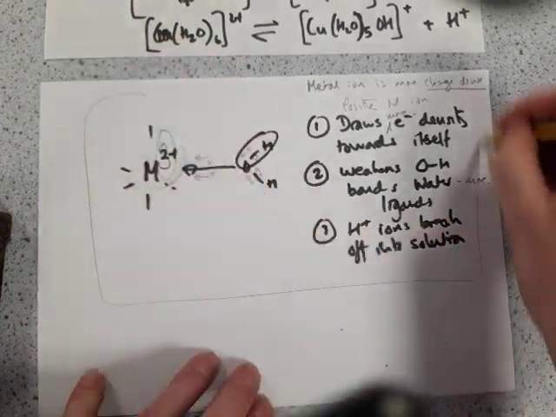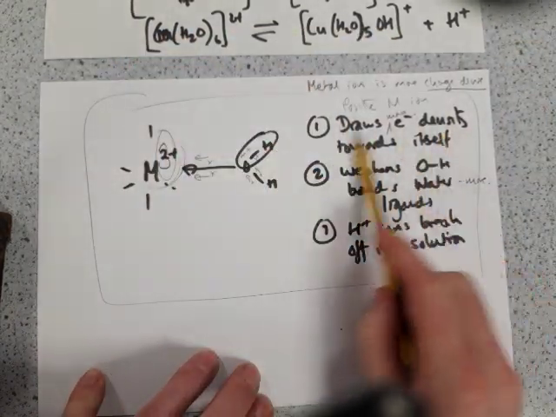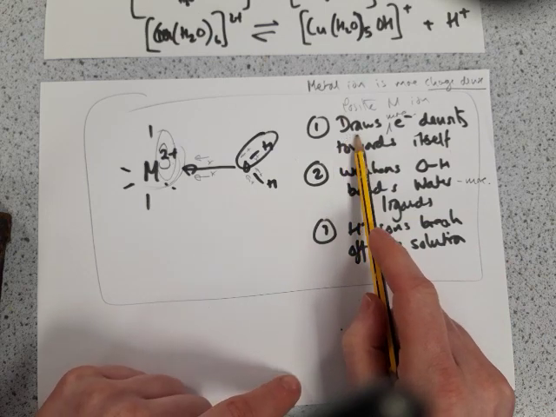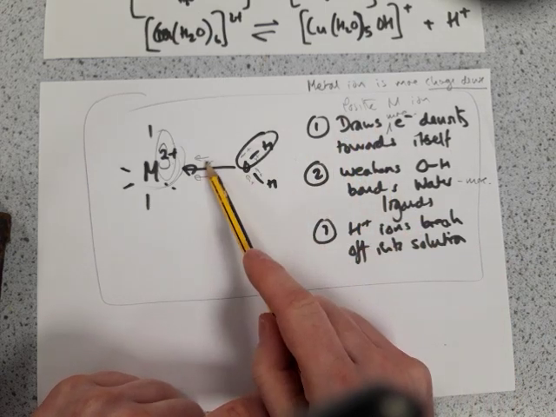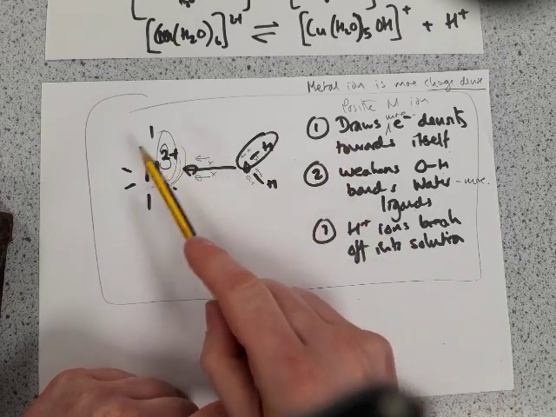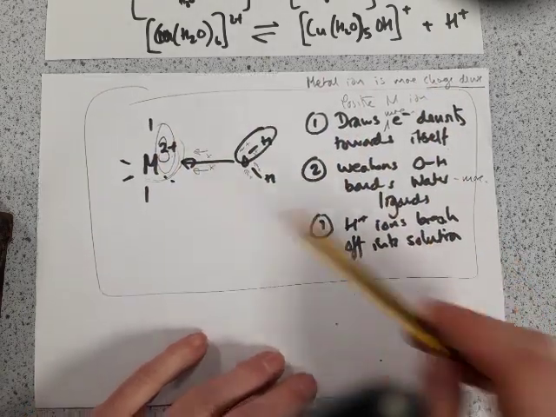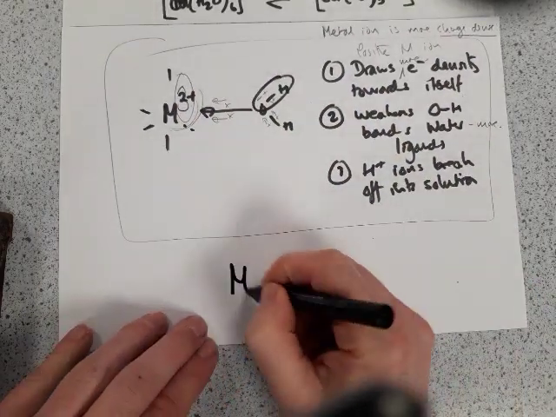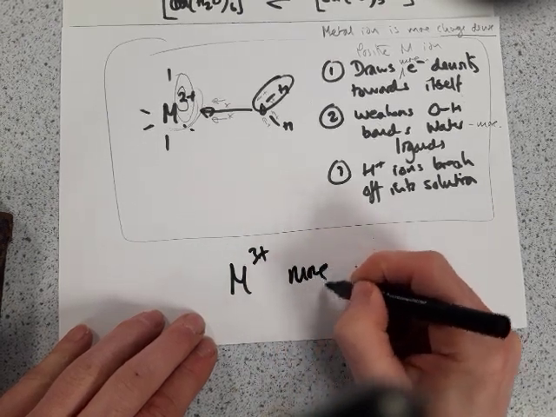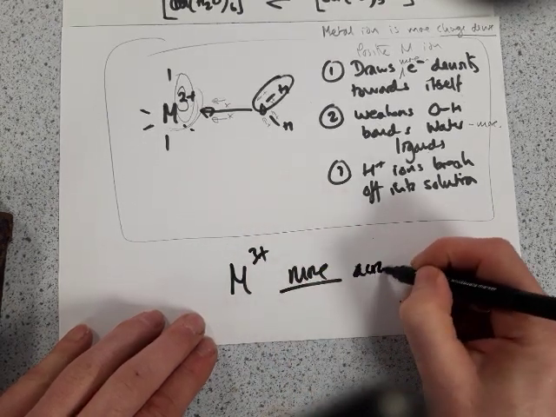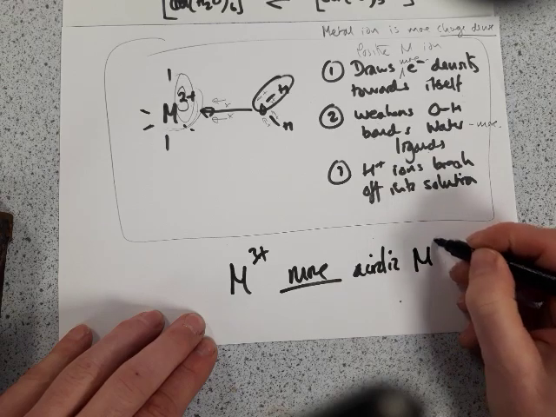So on this sheet now, in dark black, you have an answer to why metal aqua ions are acidic. And then in pencil written over the top, we now know why a 3+ is more acidic than a 2+. So remember that metal 3+ is more acidic than metal 2+.